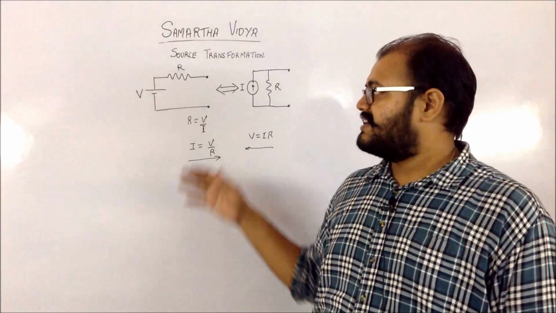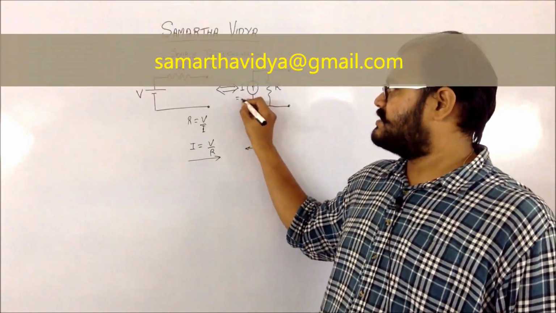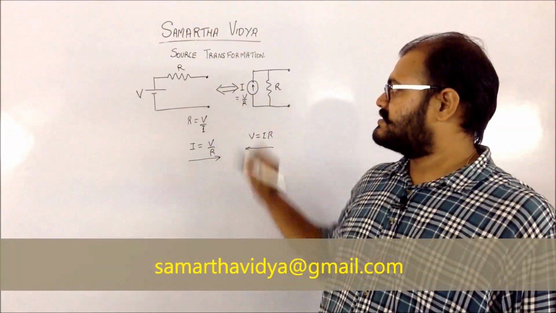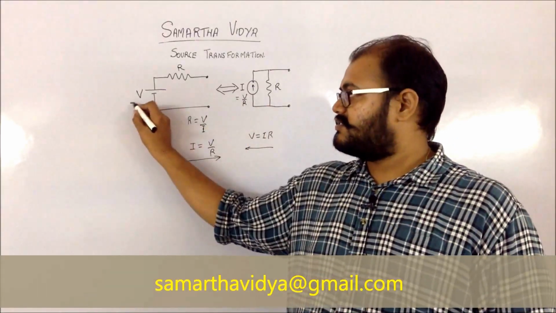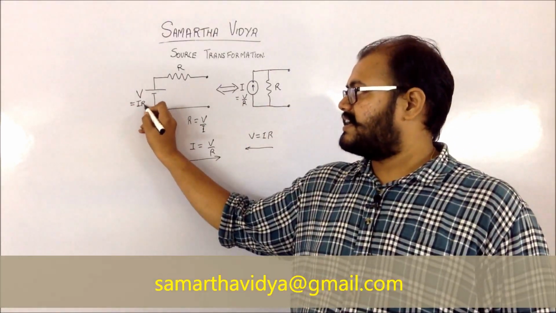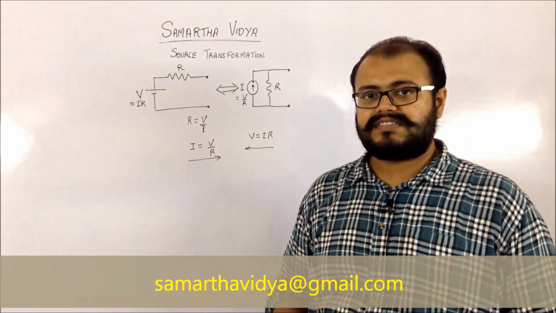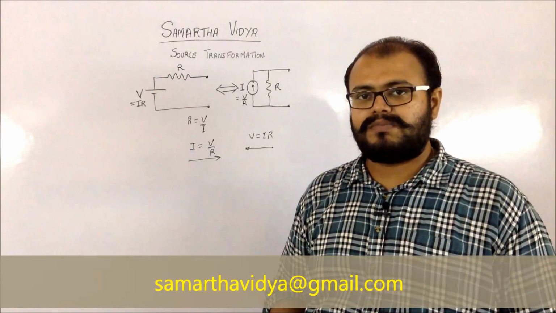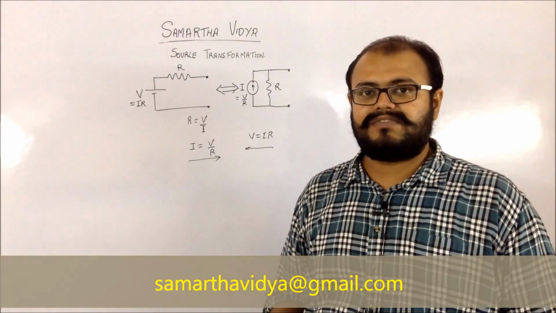When you're going from voltage source to current source, the value of the current source will be V by R. And when you're going from the current source to the voltage source, your value of V will be changed to IR. The value of the resistance in either case is going to be the same. So let's see some problems on how this transformation helps us to simplify the circuit.